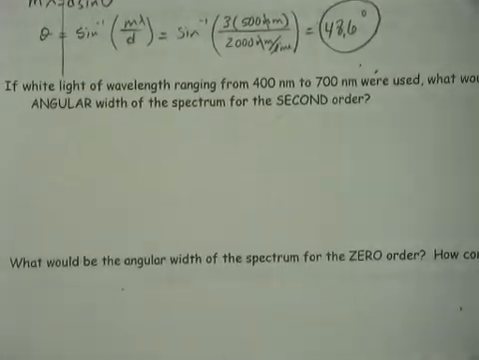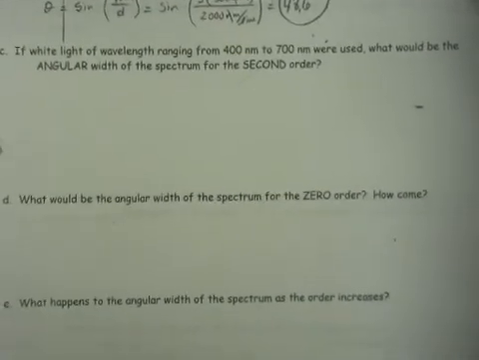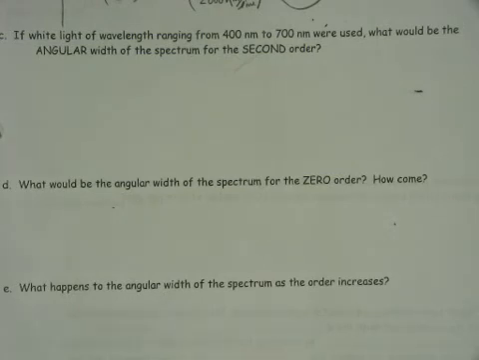Part C says if white light, and really I should capitalize that next year so we can stress it. So if white light of wavelengths ranging from 400 nanometers to 700 nanometers were used, what would be the angular width of the spectrum for the second order? Okay, let's just think that through real quick.